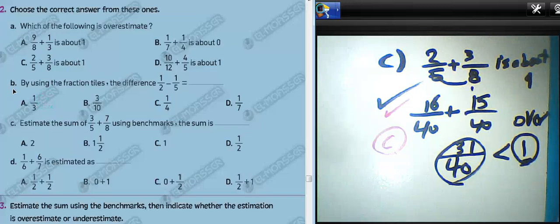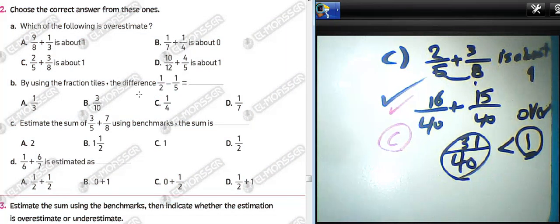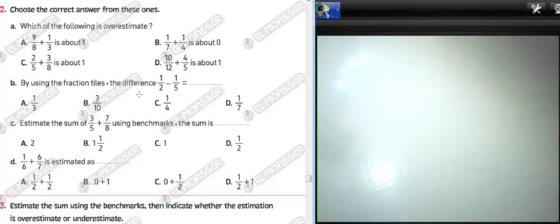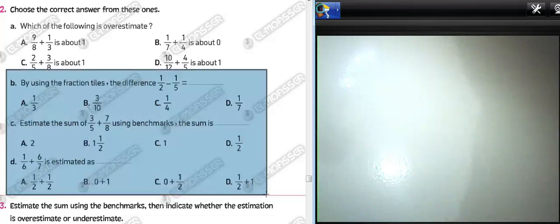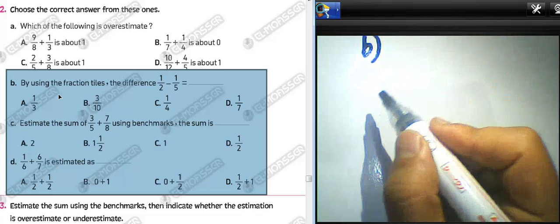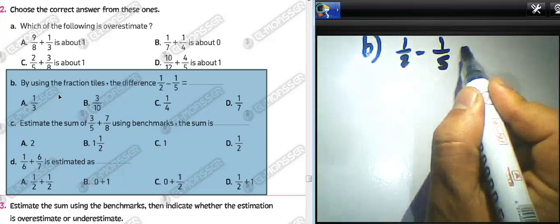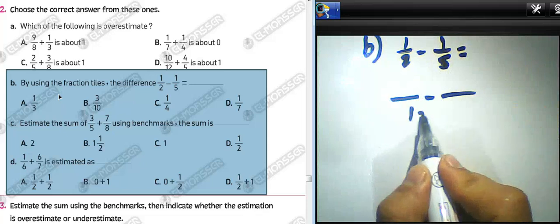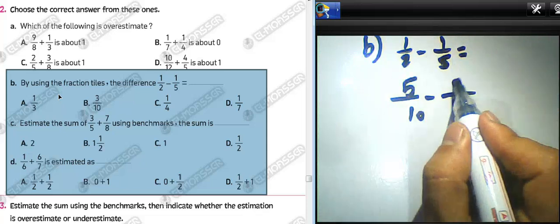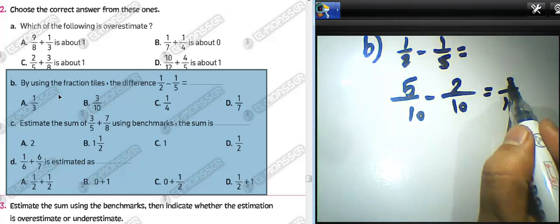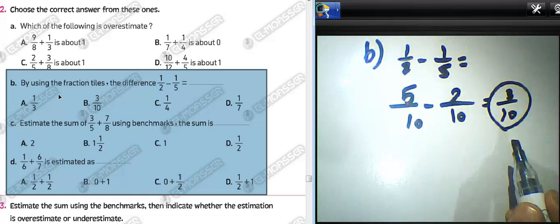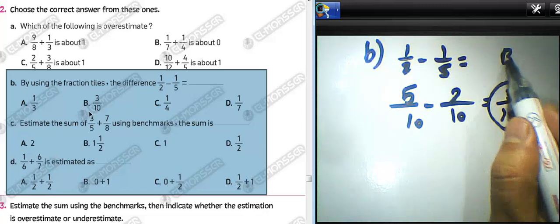Question letter B, by using fraction tiles, the difference of 1 over 2 and 1 over 5. Half subtracted by 1 over 5. We can find the difference between them about letter B here. Look at it with me. My students, letter B, we must find the difference between half and 1 over 5. The least common multiple between them will be 10. 5 times 1 equals 5, 2 times 1 equals 2, and the difference between them, 5 minus 2 equals 3. The result will be 3 over 10. We must choose letter B about question letter B.